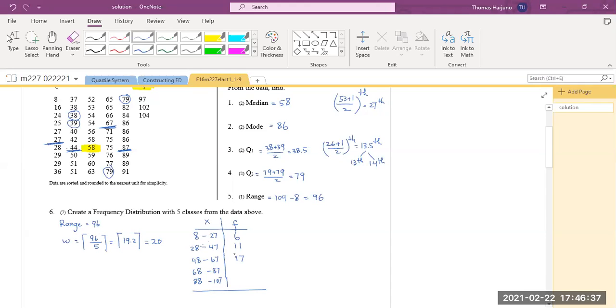Then from 68 to 87, I saw there are 13. And then from 88 to 107, there are 6. Now I add these: 30, 41, 47, 53. And yes, I have 53 data there.